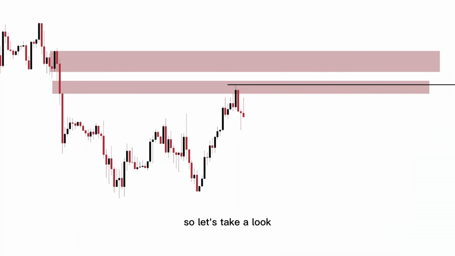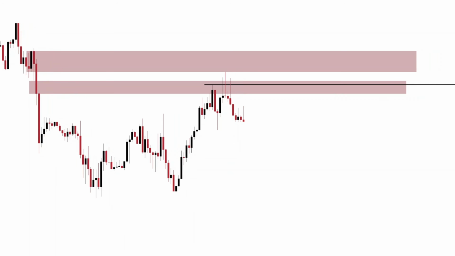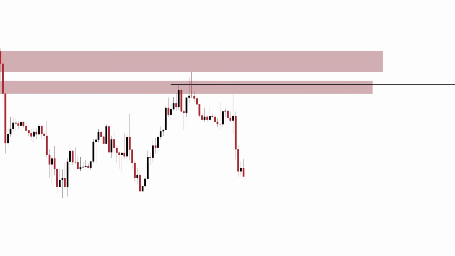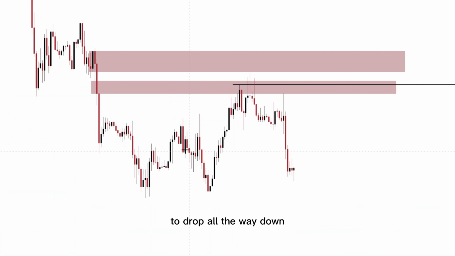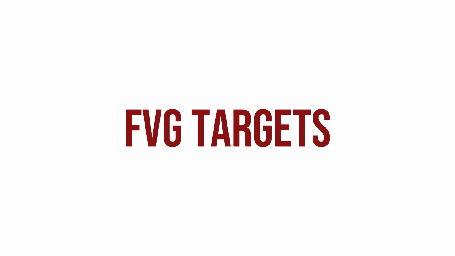So let's take a look. Price closed the fair value gap and attacked your order block, to drop all the way down. Again, the inducement was right here. Price inducement dropped down, did not reach the 50%, came back up, closed the gap, and used the extreme order block to continue the bearish trend.